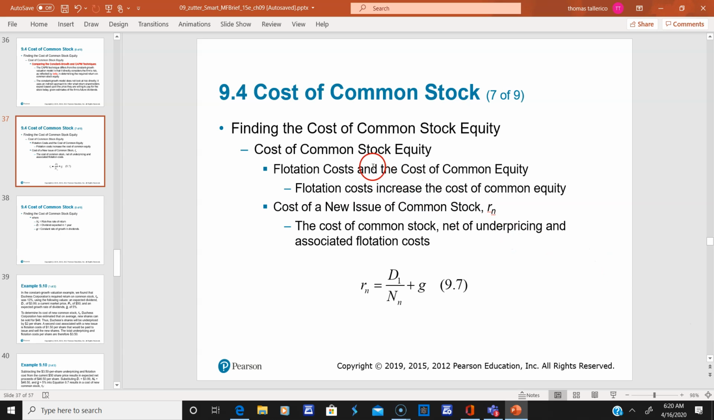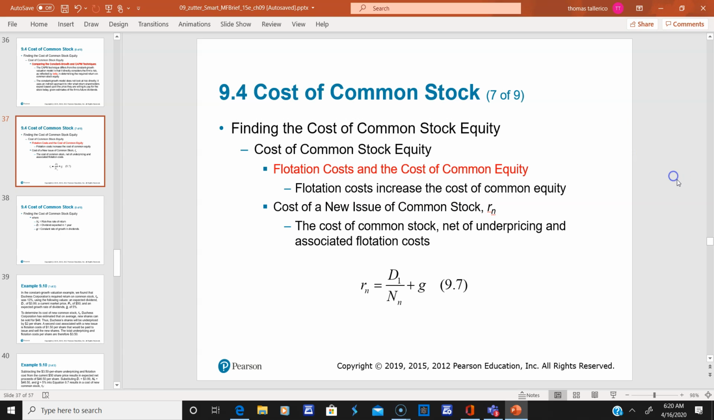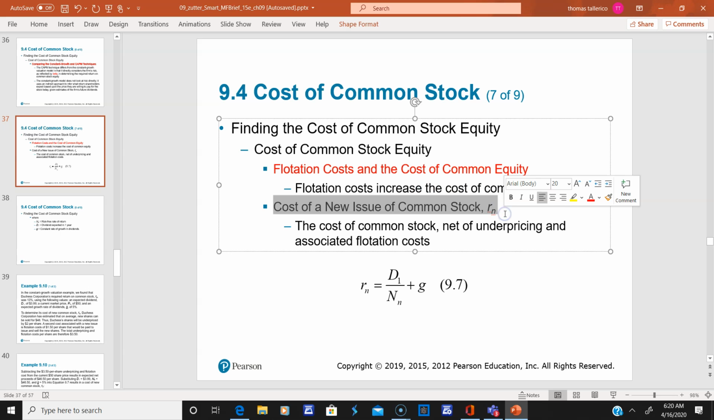So with common stock equity, remember, flotation costs is what you have to pay the investment bank if you're doing an IPO. And they increase the cost of common stock equity, because that's money you have to pay out. Now, here is the cost of a new issue. This is a new issue of common stock.